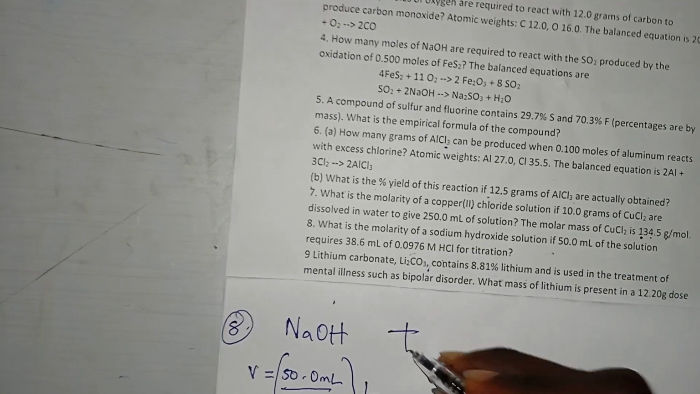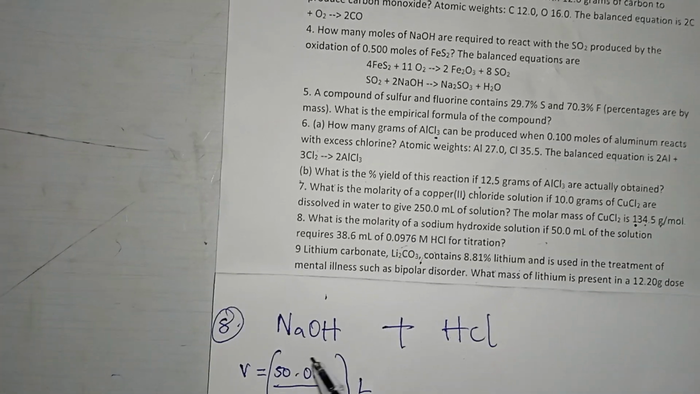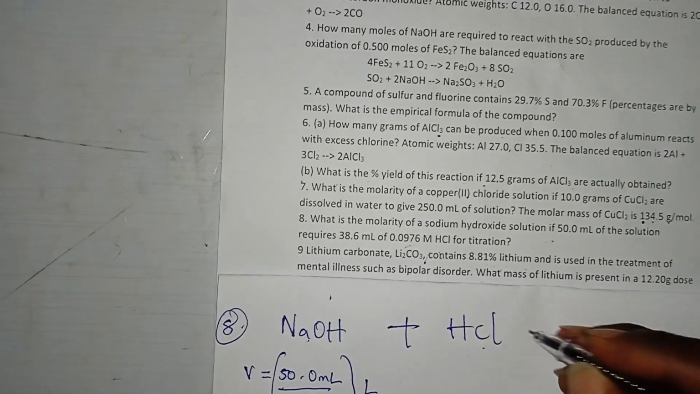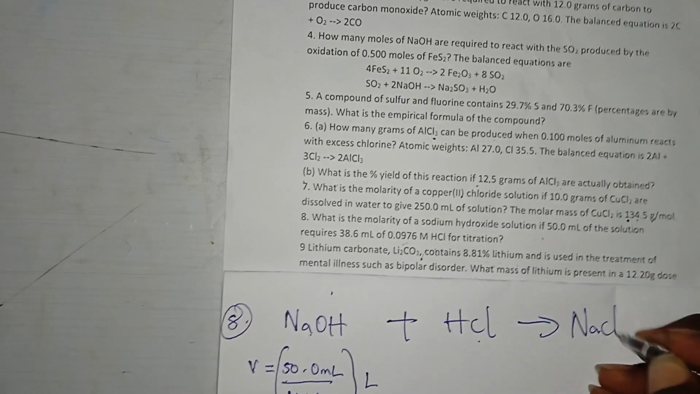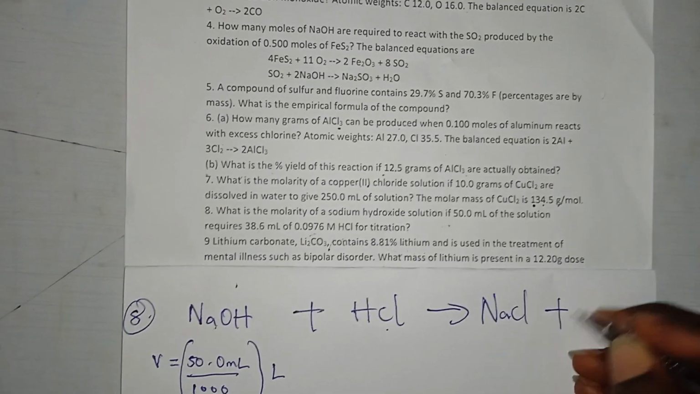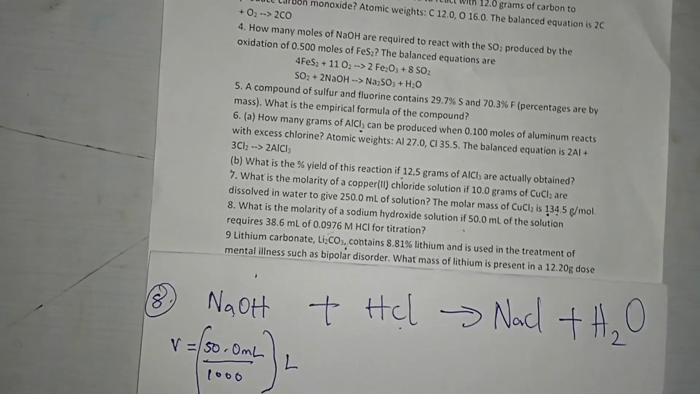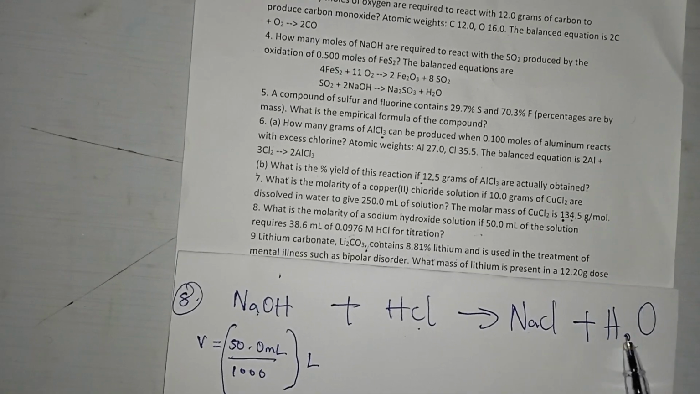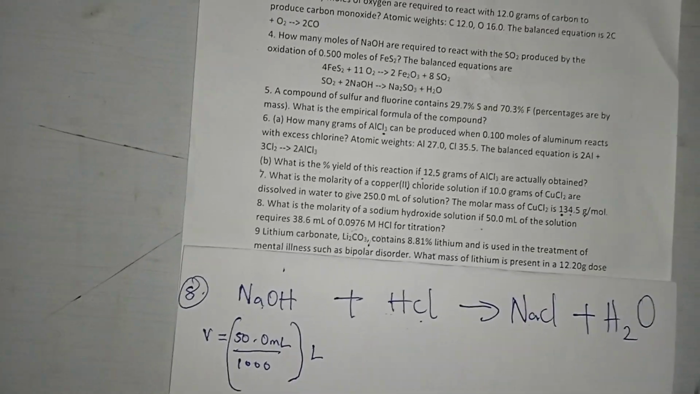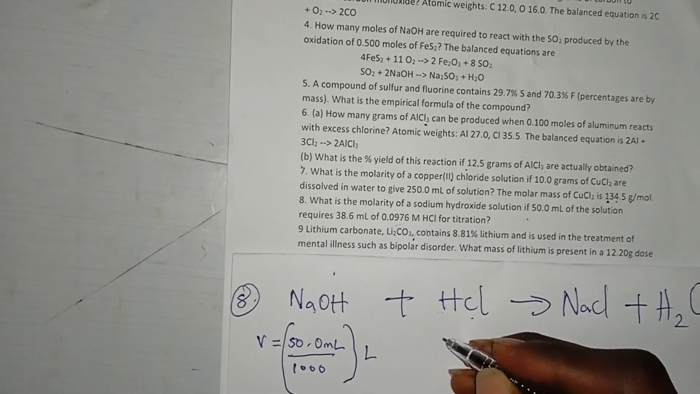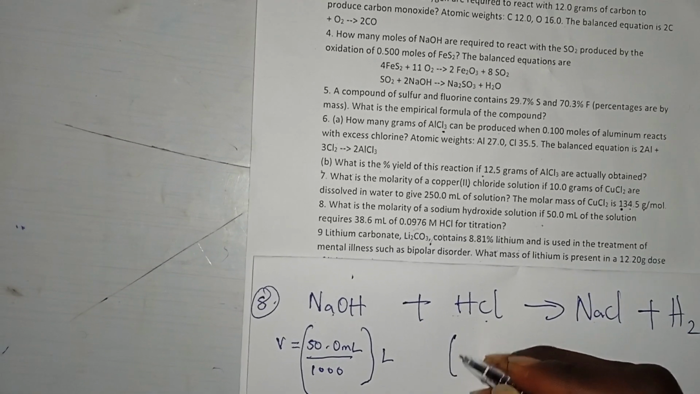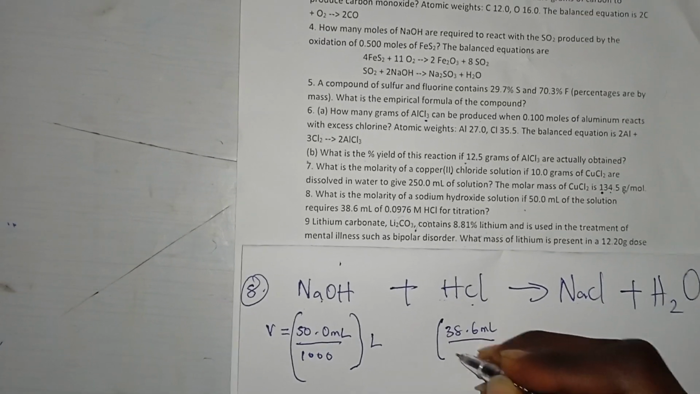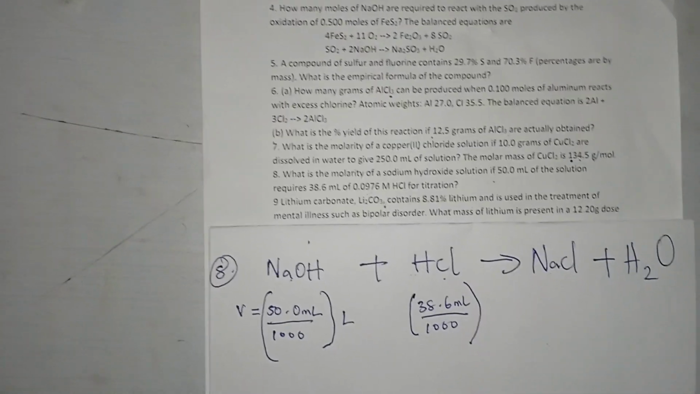I want you to know that whenever you see this kind of question, notice that this is sodium hydroxide, alkaline. This is acid. So it will give us a neutralization reaction, which is sodium chloride plus water. So check if it's balanced. Sodium 1, 2 is balanced. Now, the volume of this particular one is 38.6 milliliter, but we need to convert it to liter, divided by 1000.